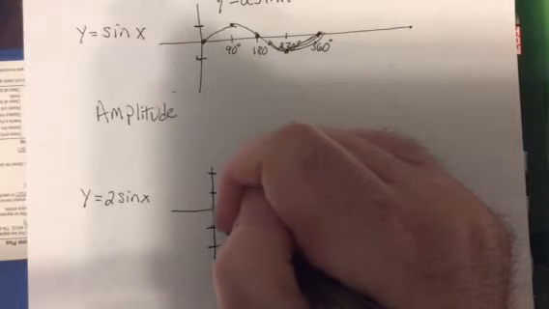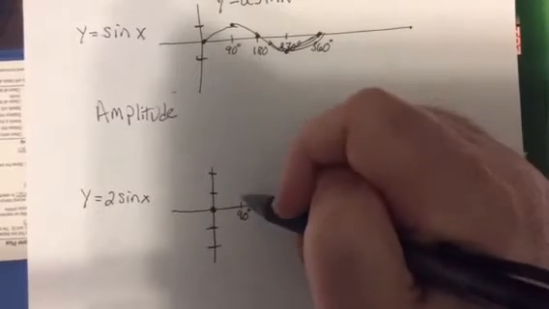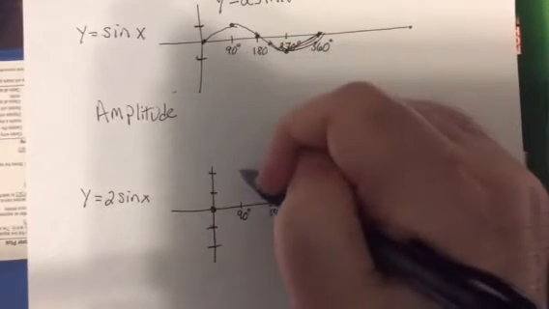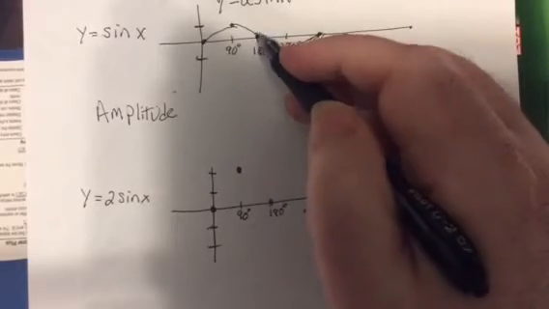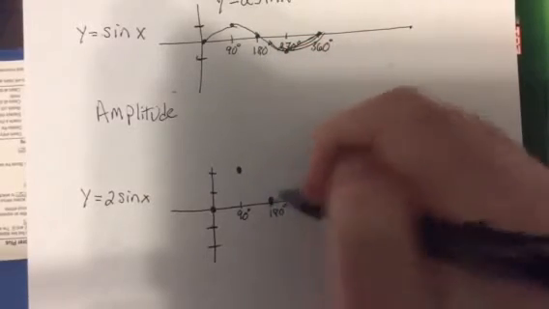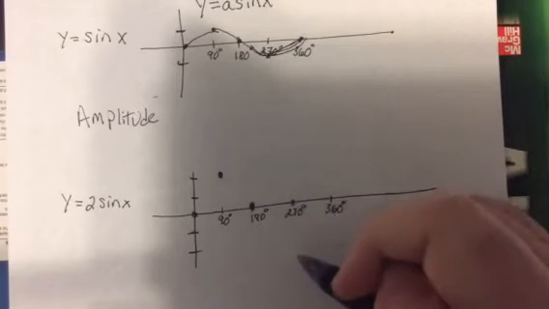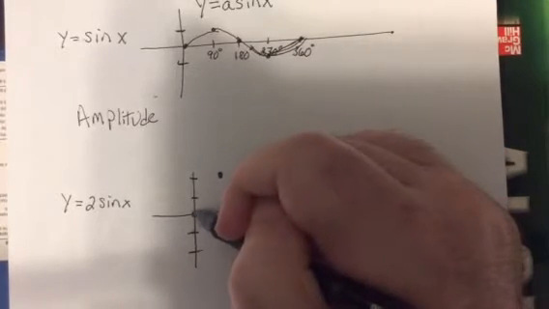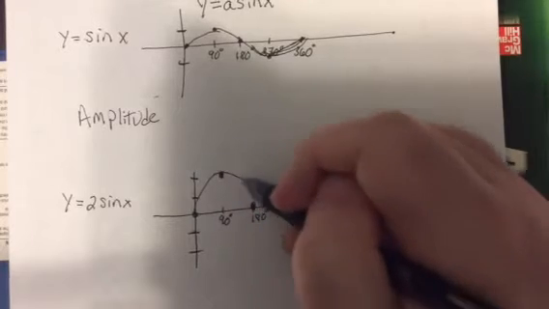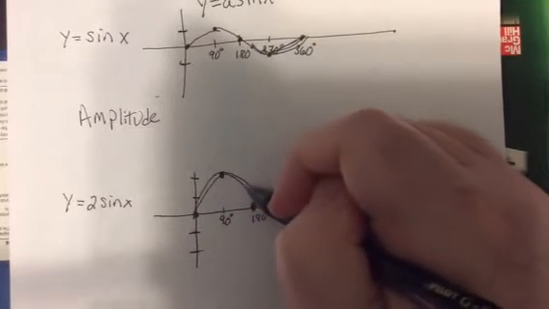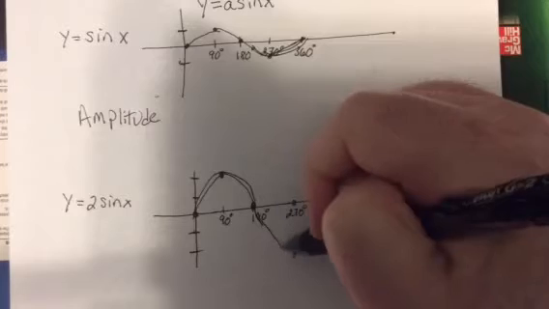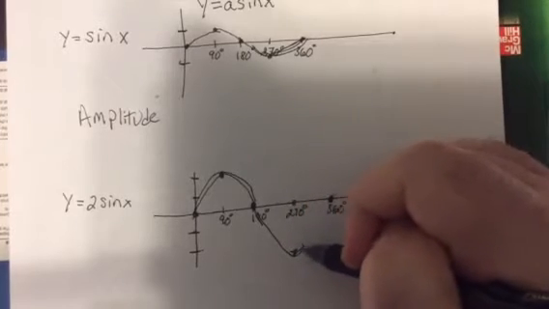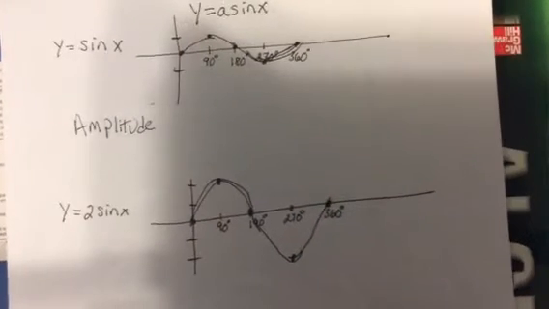So 0 times 2 is 0. 1 times 2 would be 2. 0 times 2 is 0. Negative 1 times 2 is negative 2. And then 0. And then curve it in. This is horrible. I apologize. I can do better than that.